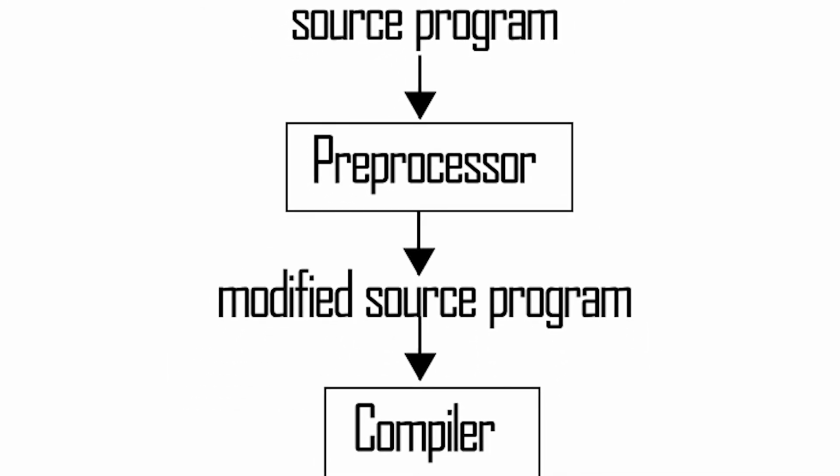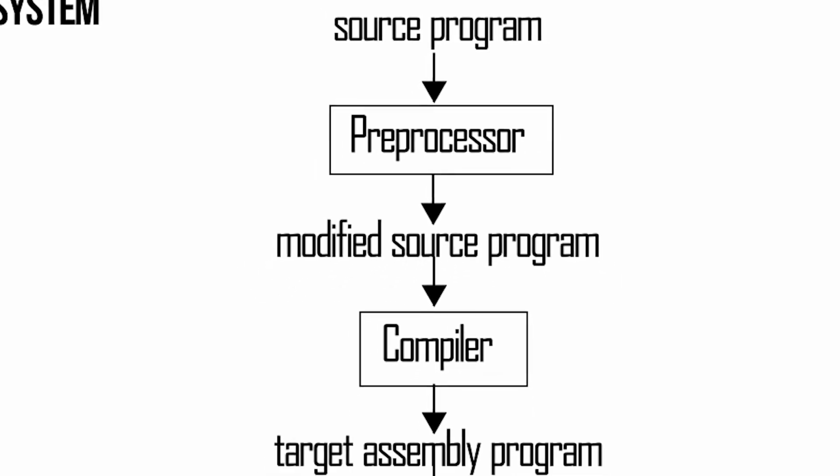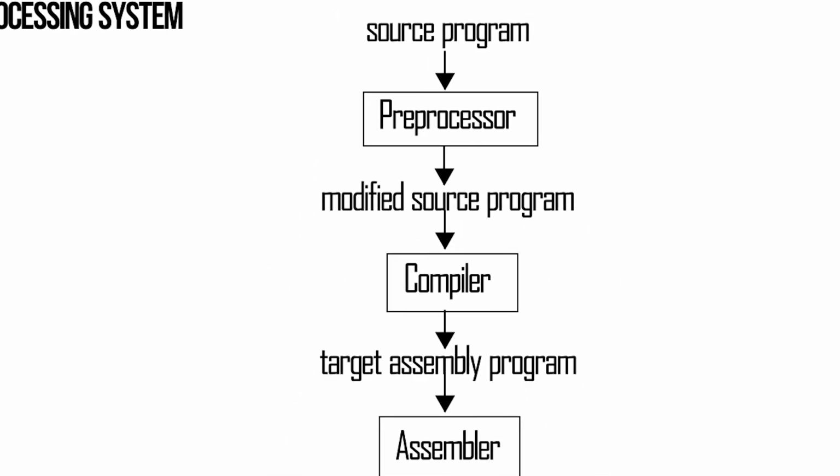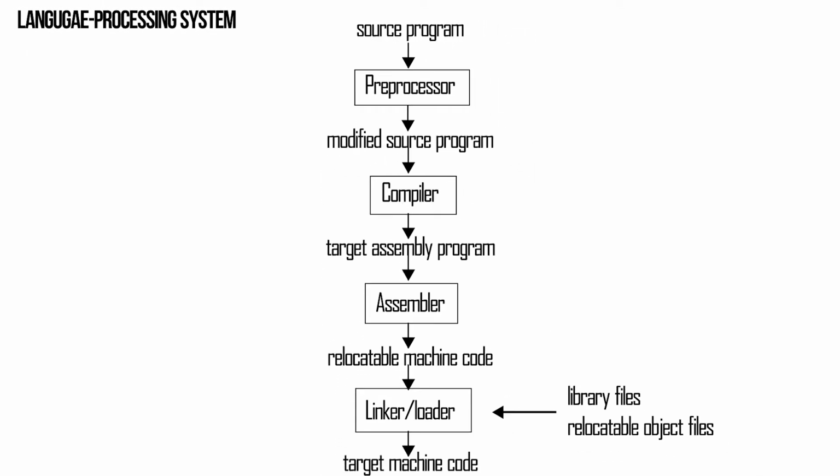The compiler then produces an assembly language program as its output. Then an assembler gets this assembly language program and finally produces the relocatable machine code as its output. With large programs, we may have to compile it in separate pieces, so this relocatable machine code may have to be linked together with other relocatable object files and library files into our code.